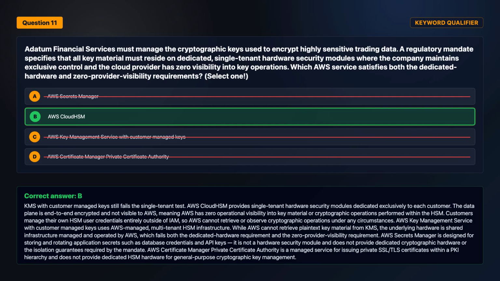AWS Secrets Manager is designed for storing and rotating application secrets such as database credentials and API keys. It is not a hardware security module and does not provide dedicated cryptographic hardware or the isolation guarantees required by the mandate. AWS Certificate Manager Private Certificate Authority is a managed service for issuing private SSL/TLS certificates within a PKI hierarchy, and does not provide dedicated HSM hardware for general-purpose cryptographic key management.